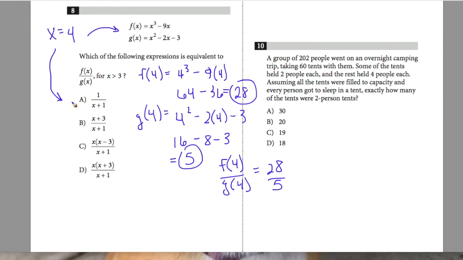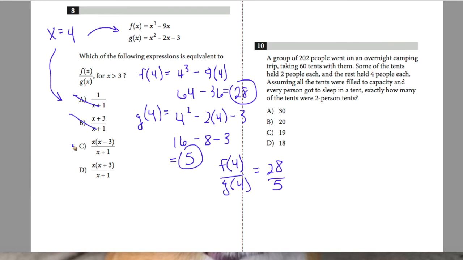Well, I can do A and B in my head. I know that it's not A, because 1 is here in my numerator compared to my denominator, so I know it's not going to be A. I know that B is going to be 4 plus 3 is 7 over 4 plus 1, which is 5. So 7 over 5 also does not work.